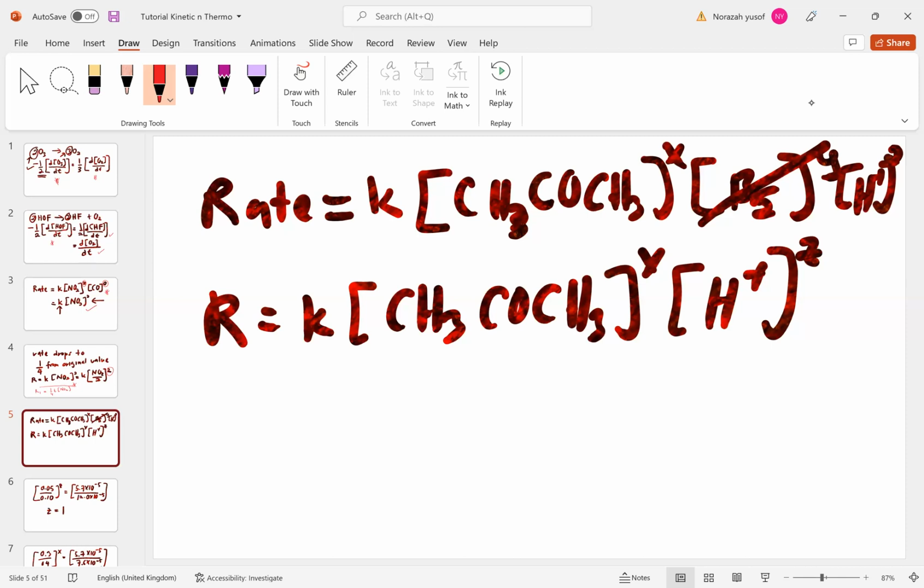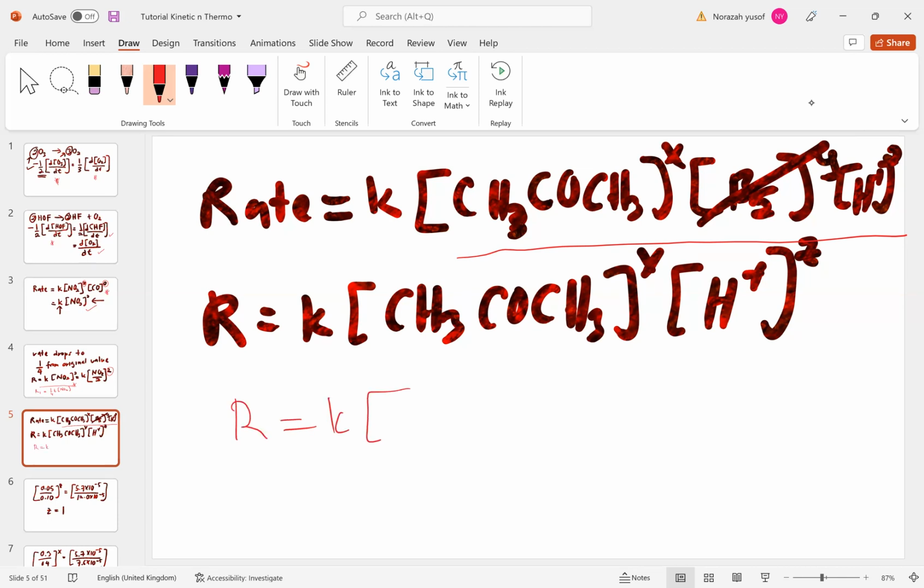So ini kita tengok, so that yang general dia R equal to K with all the reactants lah ya. Semua ada, cuma salah ni, salah. Okay, sorry R equal to K CH3 CO CH3 acetone. Kita tak tahu dia punya reaction order, and then bromine ya. Di atas ni salah, ni produk.